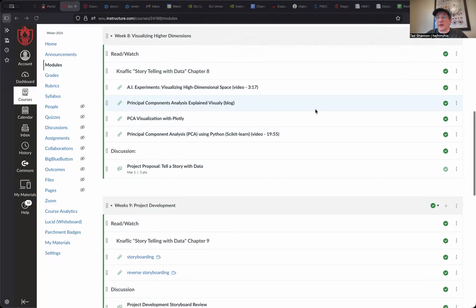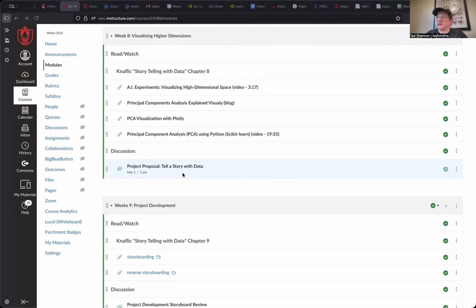So, reminder where we're at. There was some reading and examples of doing visualization of higher dimensional data by basically reducing everything to a two-dimensional or at most three-dimensional space using principal component analysis. But most importantly, there were the project proposals.